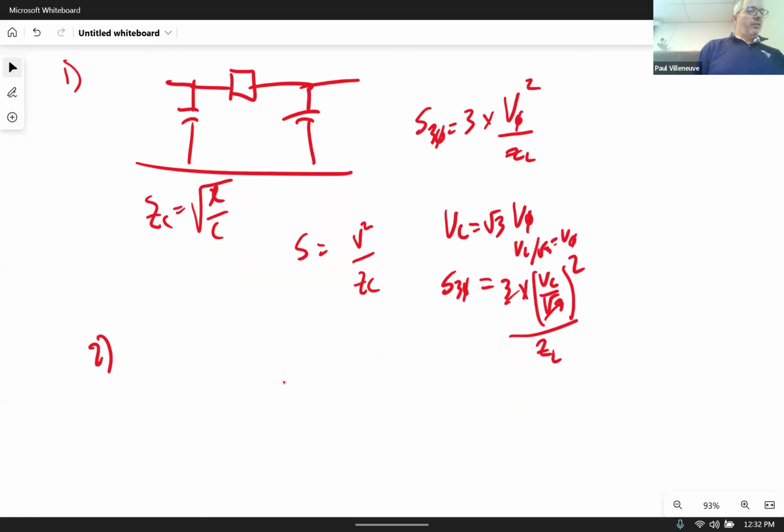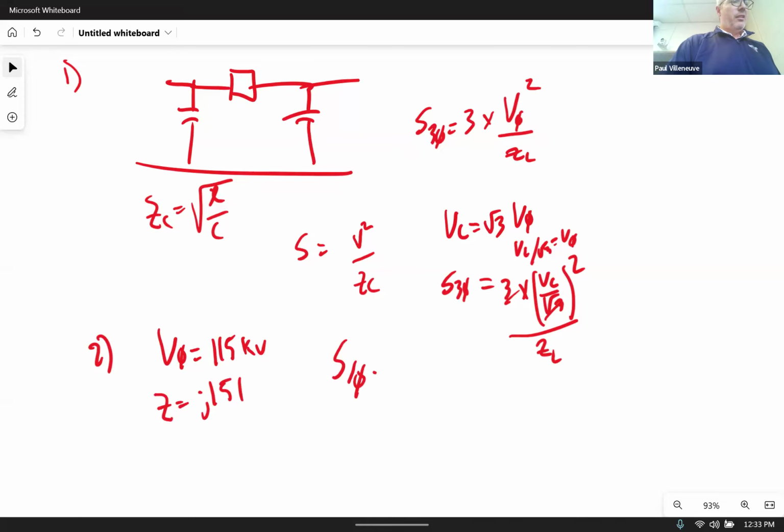Okay, number 2. So number 2, you had a short transmission line with V phase equal to 115 kV. I told you phase voltage. Remember, I said always assume line voltage unless you're told otherwise. This was equal to V phase. The line has a Z equal to J 151, and S per phase is 15 plus J 12 mega VA, right?